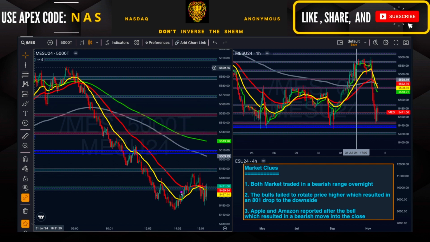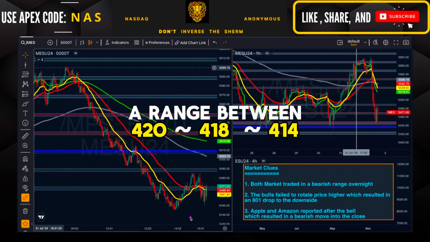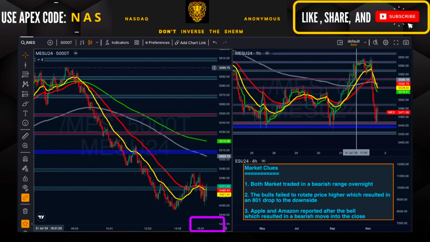Now, if we do get a break below these lows, the next area of support that I see on the ES will be around 420 to about 418, and possibly 414 if we see some extra volatility. Now, if these levels do not hold up overnight and price trades through these levels, we can definitely see a big, massive drop, probably a bigger drop than what we've seen today.